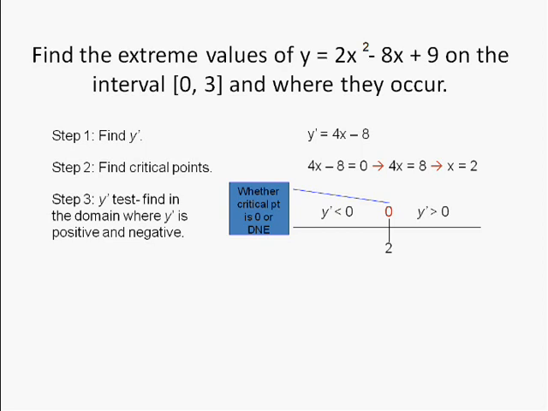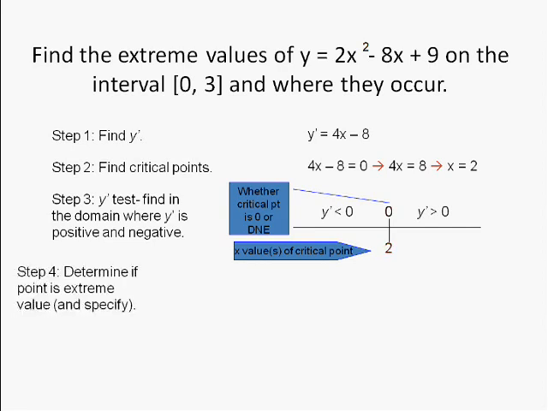So in the sign chart, the 0 here that is highlighted in red is where you show what the critical point is a critical point for. The 2 here is where you put in the actual value of the critical point.